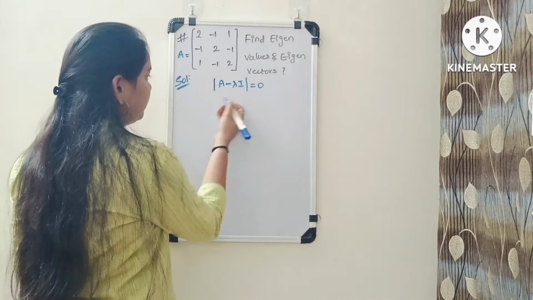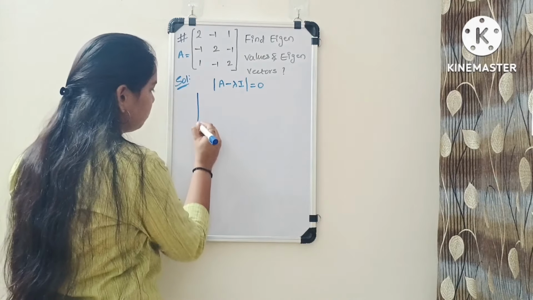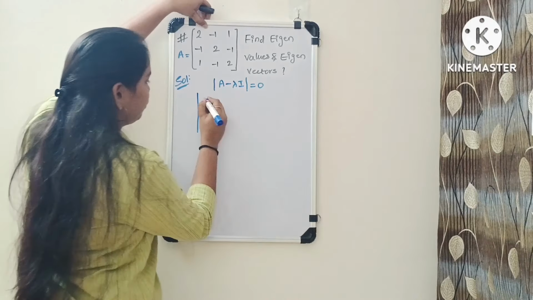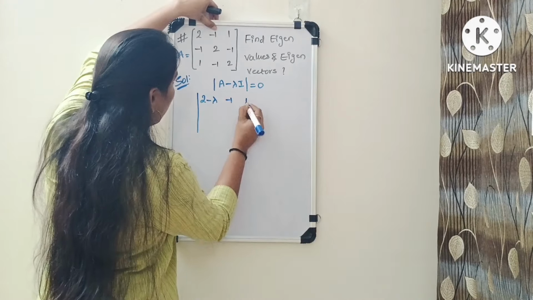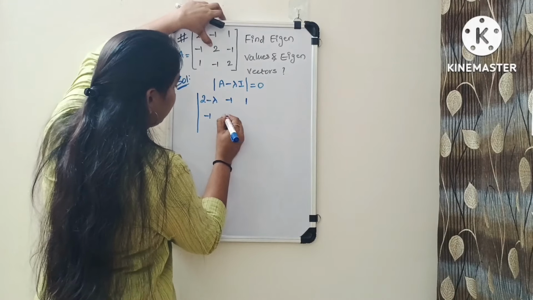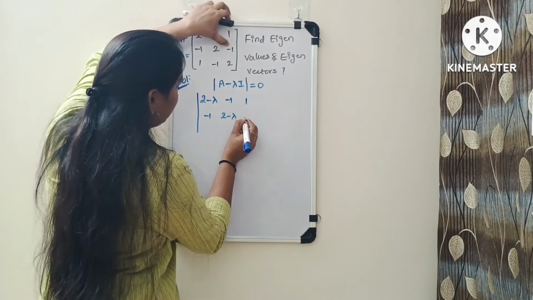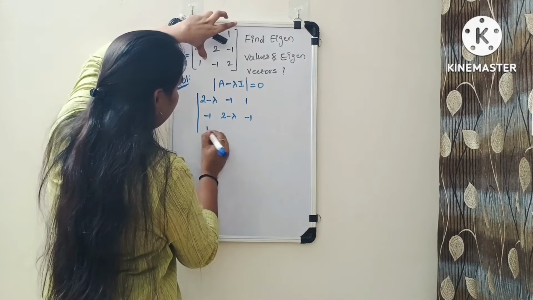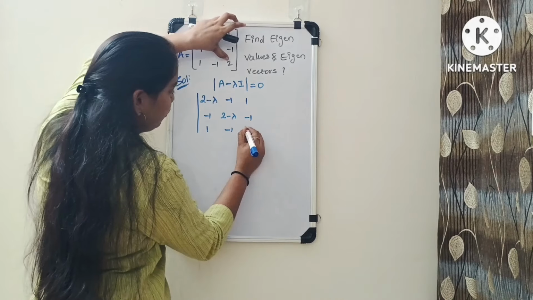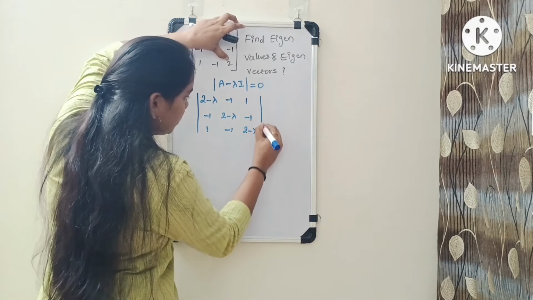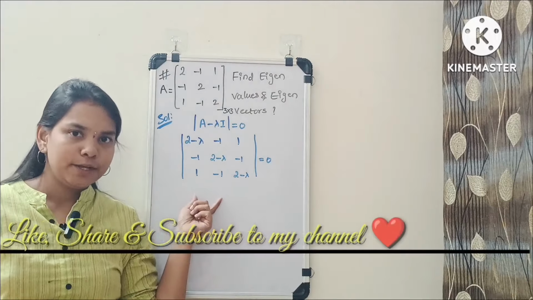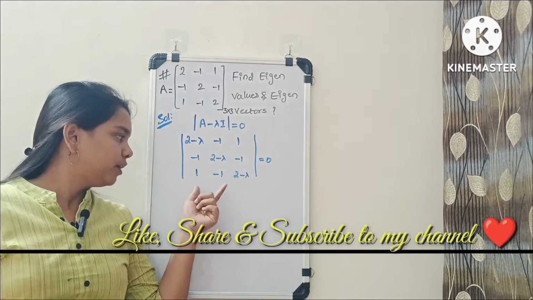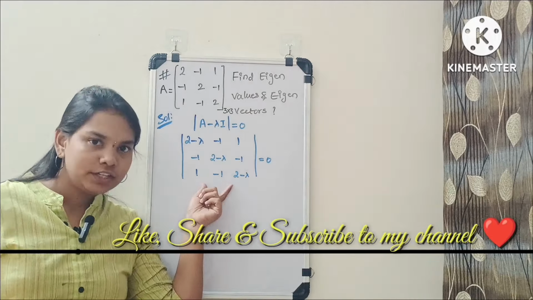So first I am writing A minus lambda I, which is nothing but modulus of A, that is 2 minus lambda, minus 1, 1. Here also minus 1, here 2 minus lambda, here minus 1. Here 1, minus 1, here 2 minus lambda, which is equal to 0. This we got as the modulus of A minus lambda I matrix. Now we will find the determinant of this one.